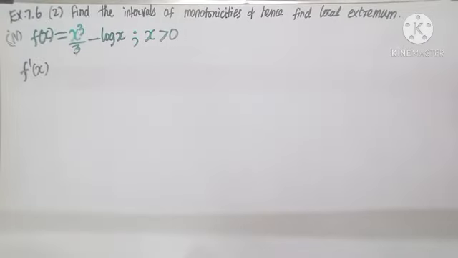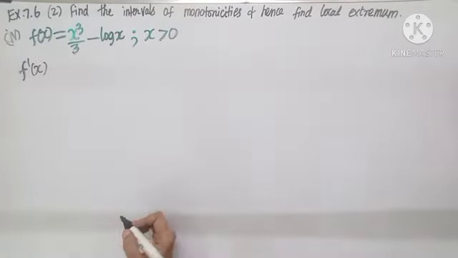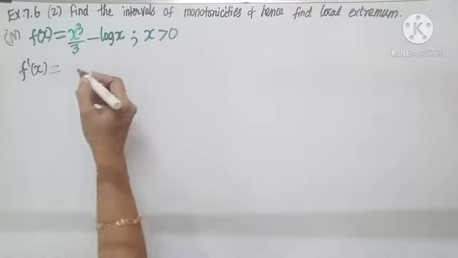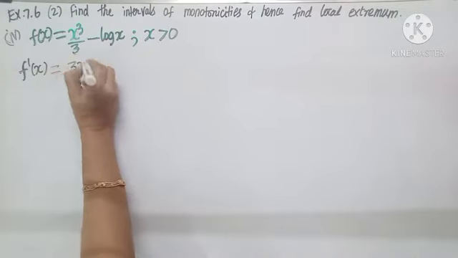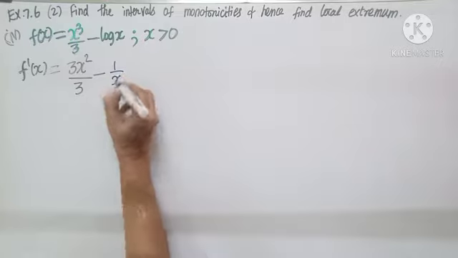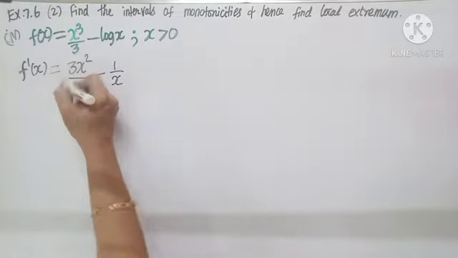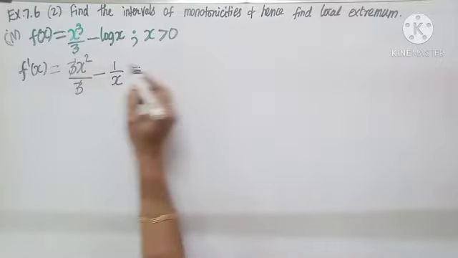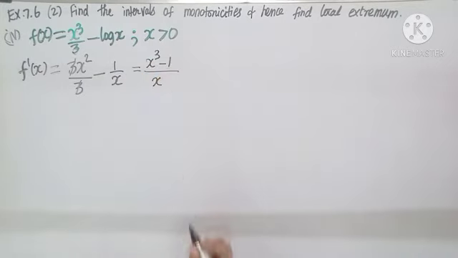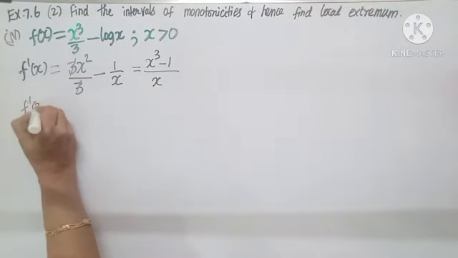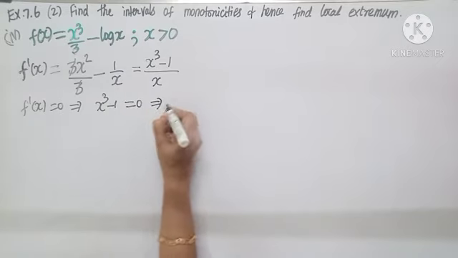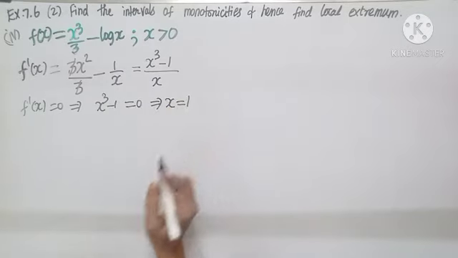Subsection 4, f of x equals x cube by 3 minus log x. f dash of x. x cube becomes 3x square by 3, minus log x becomes 1 by x. 3 and 3 cancels, taking LCM x, cross multiply, it is x cube minus 1. Put f dash of x equal to 0. We get x cube minus 1 equals 0, or x is equal to 1.